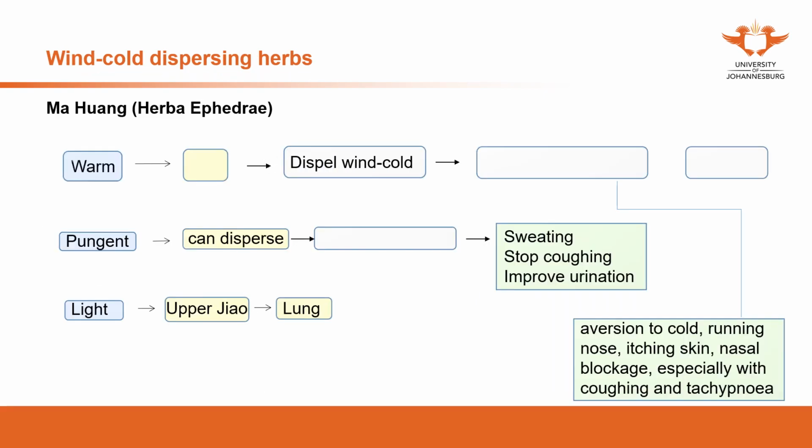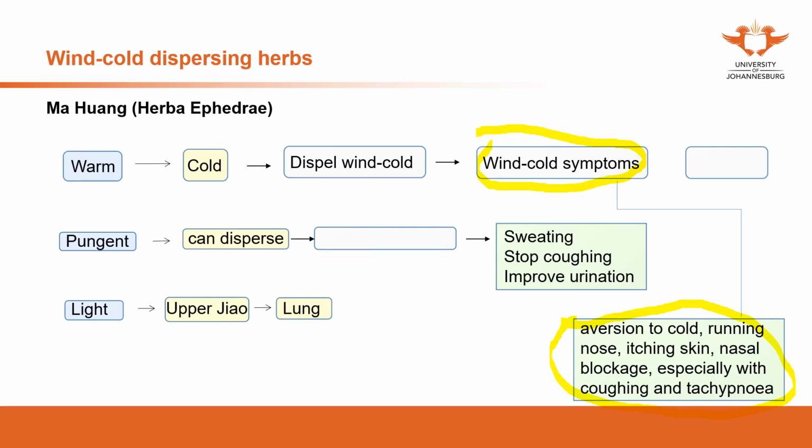The nature of Mahuang is warm. Because it is warm, it can be used in a cold syndrome. So it can dispel the wind cold. We can use it in a wind cold syndrome or wind cold symptoms. For example, the patient suffers from aversion to cold, runny nose, itching skin, nasal blockage, especially with coughing or tachypnea. So these are the wind cold symptoms or wind cold syndrome.